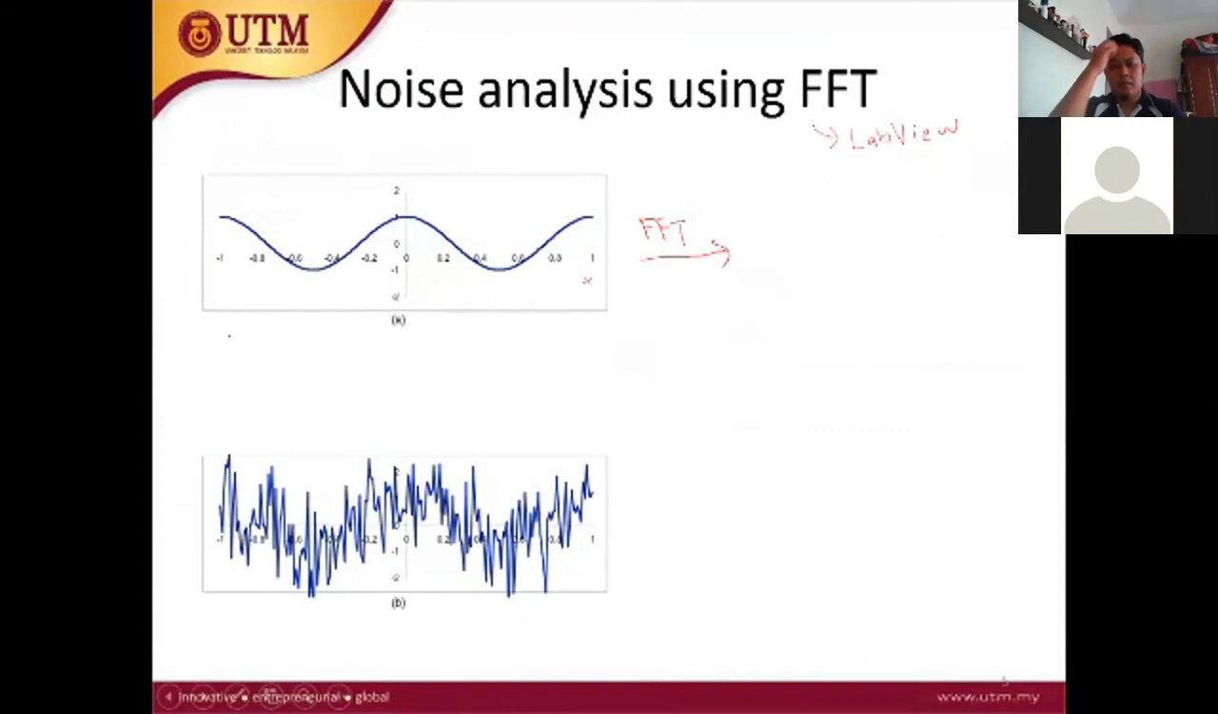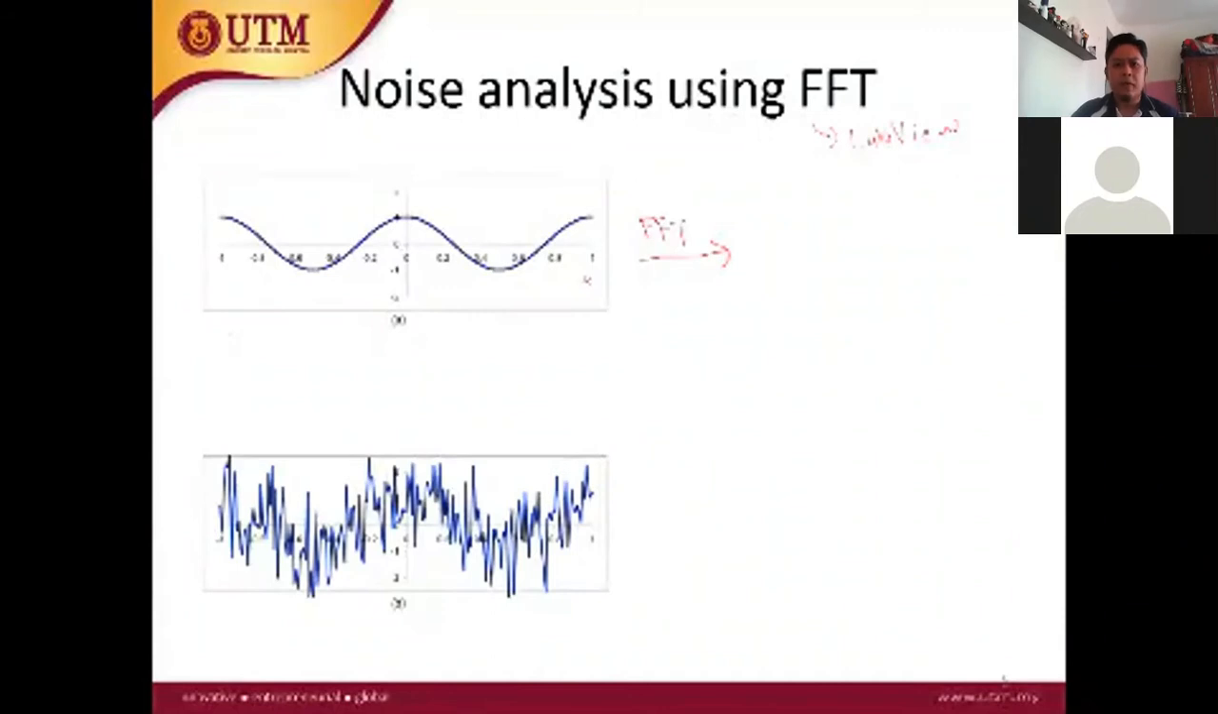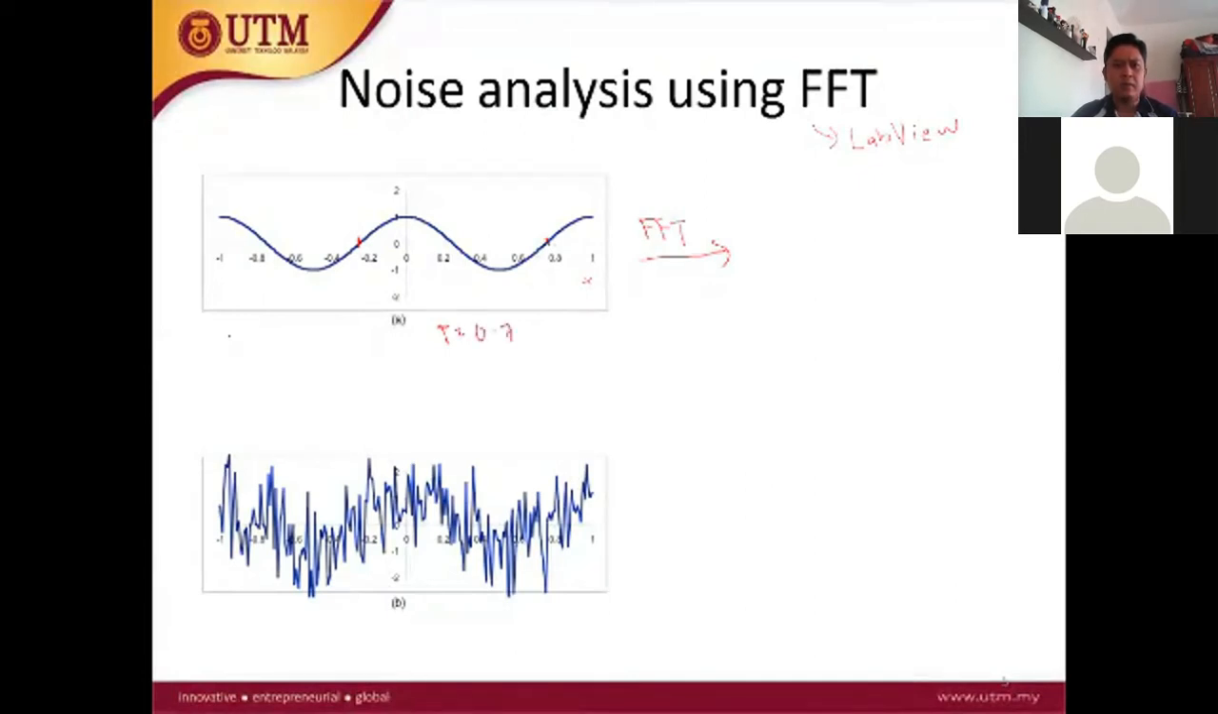Okay, so we resume. One tool that we can use is the fast Fourier transform. Let's say we have the ideal signal here. We can estimate, first, the period. The period is about 0.7. Sorry, sir, we can't see the screen.